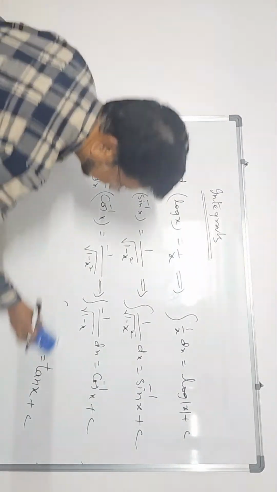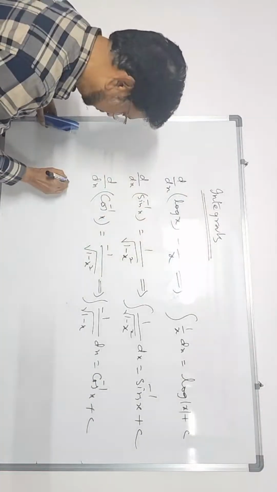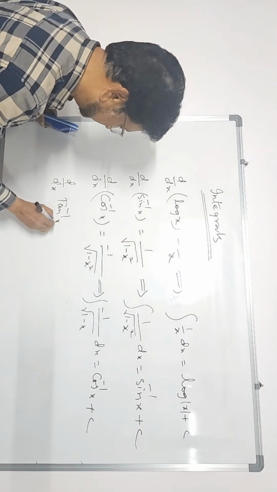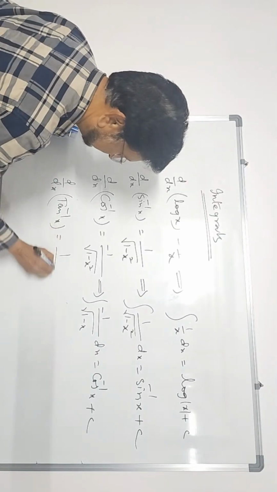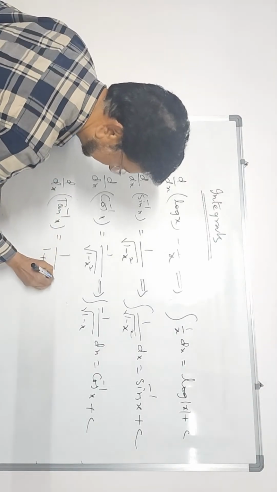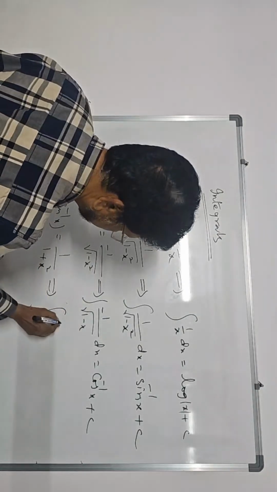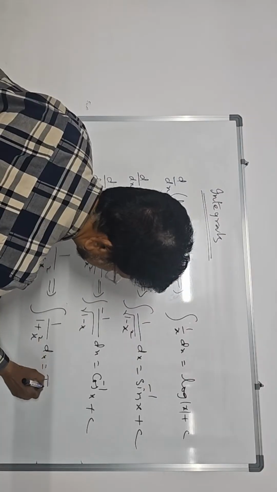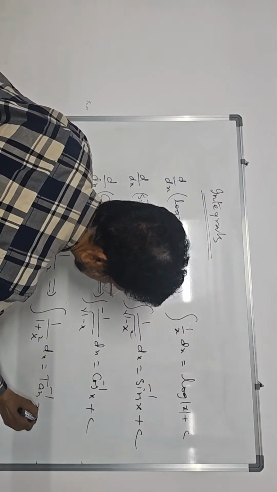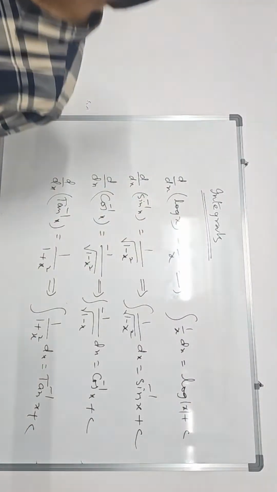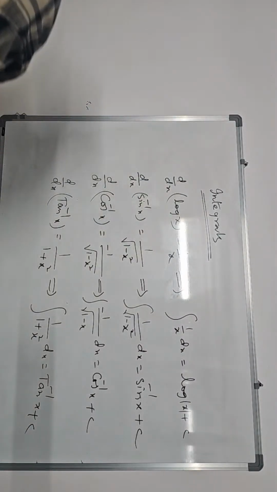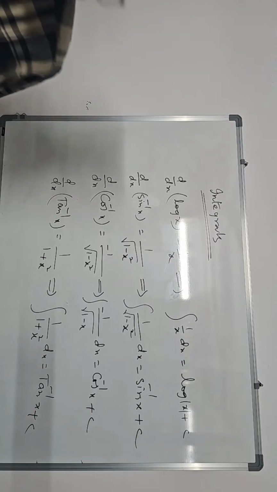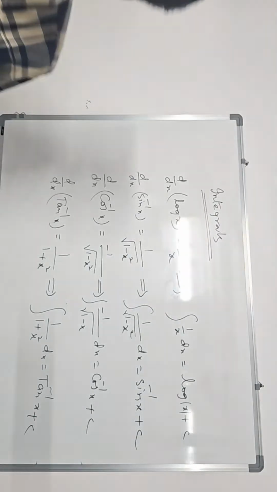Finally, tan inverse x, you tell me. This is the most common one. D by dx of tan inverse x is equal to 1 by 1 plus x square. Then inversely, integration of 1 by 1 plus x square dx is equal to tan inverse x plus c. These are the main formulae. Now we shall proceed to questions directly.